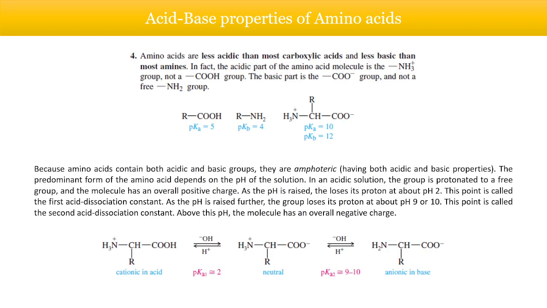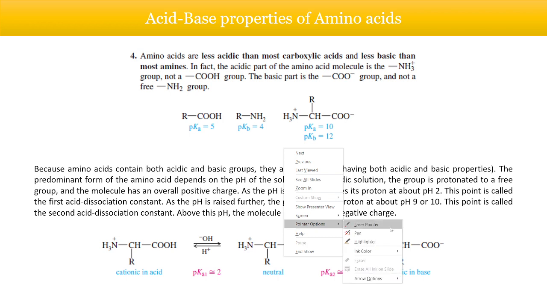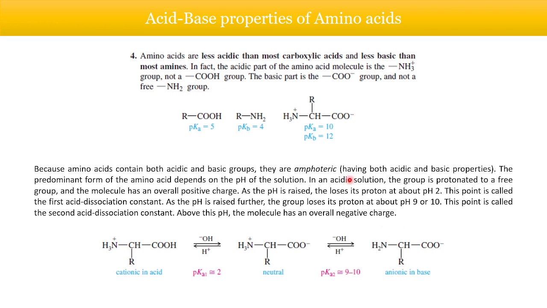Amino acids are less acidic than most carboxylic acids, and they are less basic than most amines, because they have both groups. So they are somewhere in the center, neither too acidic like a carboxylic acid, nor too basic like a normal amine. Because these amino acids contain both acidic and basic groups, they are amphoteric. That is, they have both acidic and basic properties.